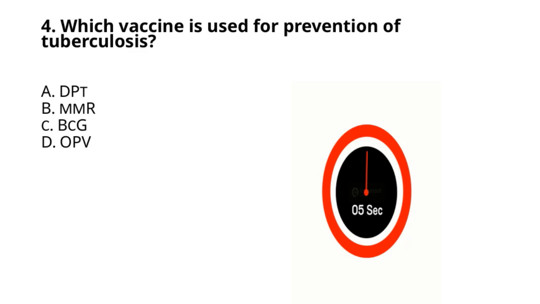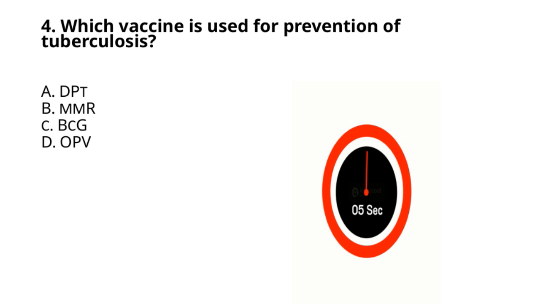Now let's look at some common vaccines. We have A, DPT, which stands for diphtheria, pertussis, and tetanus. Then there's B, MMR, which protects against measles, mumps, and rubella. C is BCG, the Bacillus Calmette-Guérin vaccine, primarily used for tuberculosis prevention. D is OPV, the oral polio vaccine, which helps protect against poliovirus. So the question here is, which of these vaccines is used specifically to prevent tuberculosis?